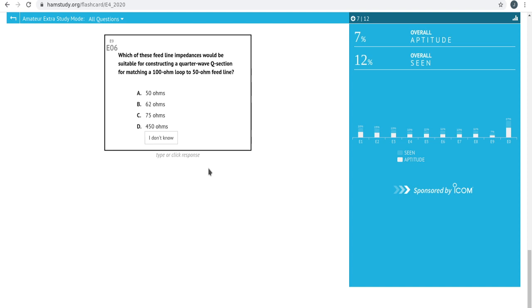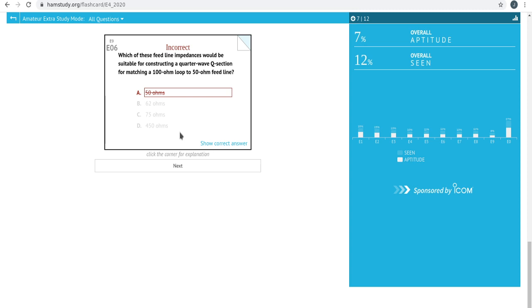Frank, you're up. Which of these feedlines' impedance would be suitable for constructing a quarter wave Q section for matching a 100 ohm loop to a 50 ohm feedline? 50 ohms, 62 ohms, 75 ohms, and 450 ohms. Off the bat, I feel like it's a red herring, it's going to be A because the difference is 50. I think you are right on the fact that it's a red herring.